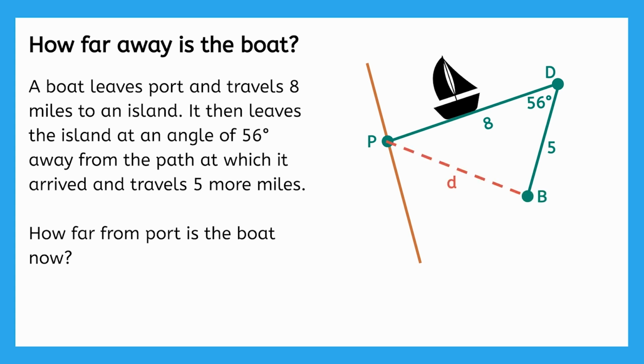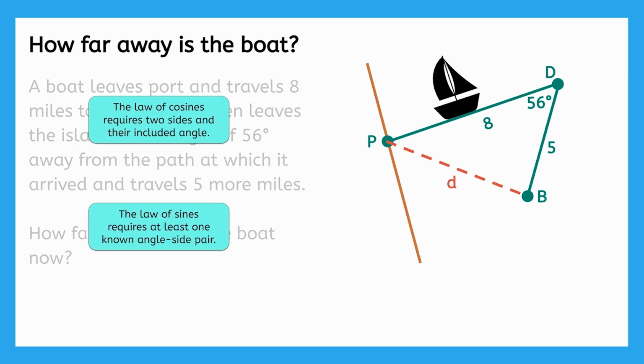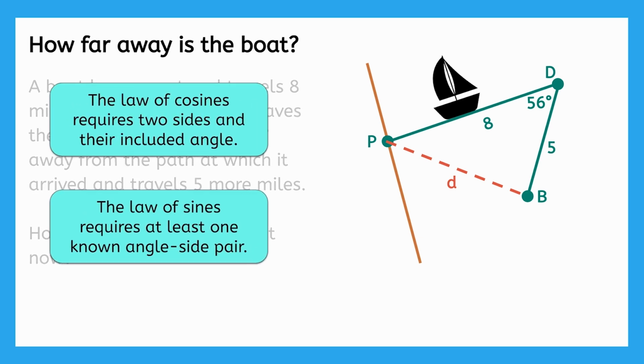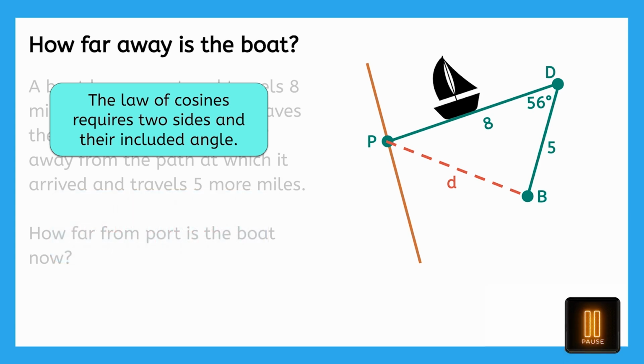Which trigonometric formula will help us find the length of side D? Yes, we have 2 sides and their included angle, so we can use the law of cosines. Pause the video now and determine the boat's distance from the port.